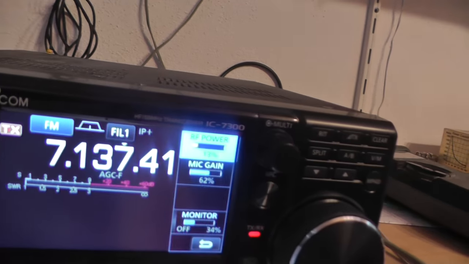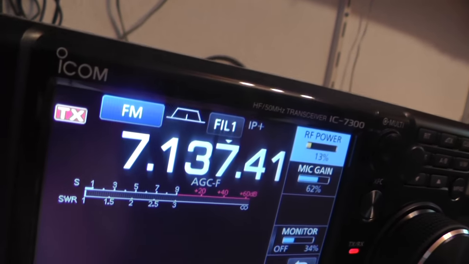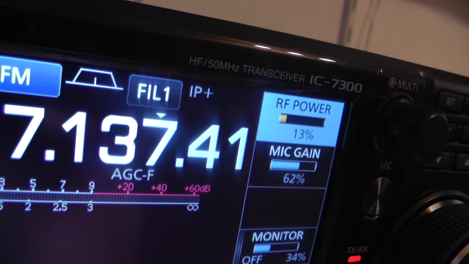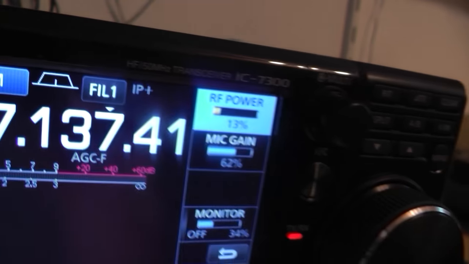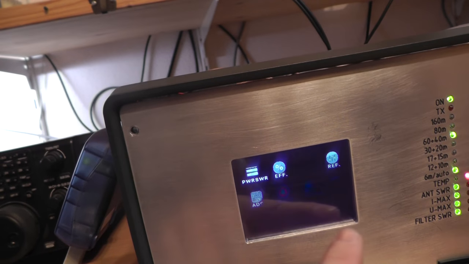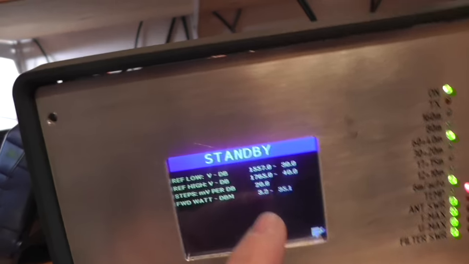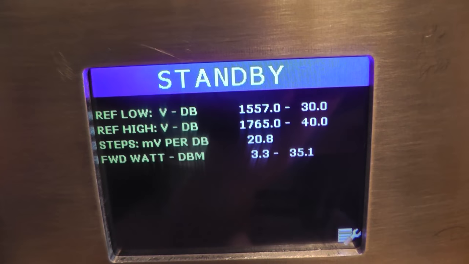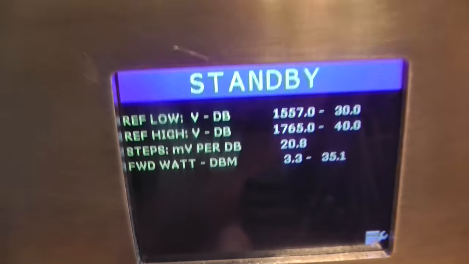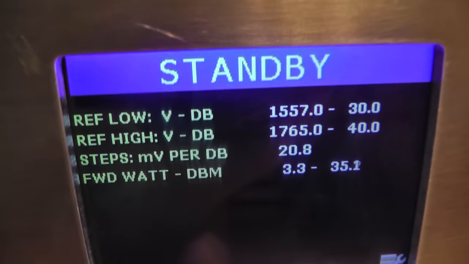The 7300's output is now set to about 13%, which is usually a bit more than 10 watts, between 10 and 15 watts. But let's see on the instrument how much drive power we get from the ICOM. It's 3.3 watts only, because the ICOM is already limited by the ALC circuit.